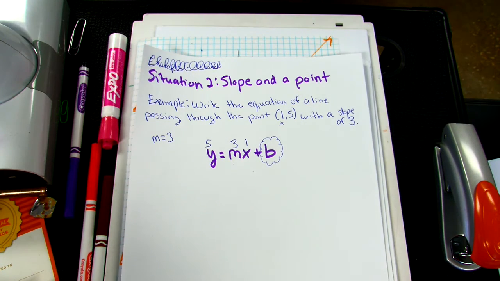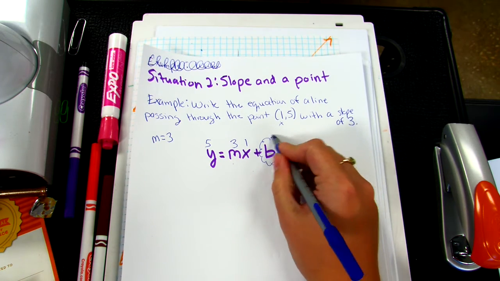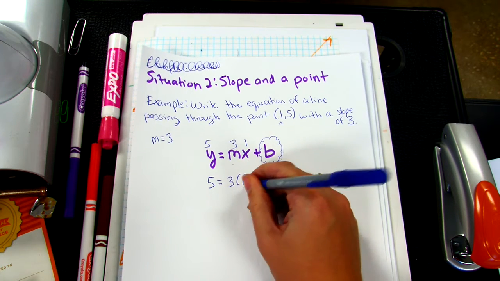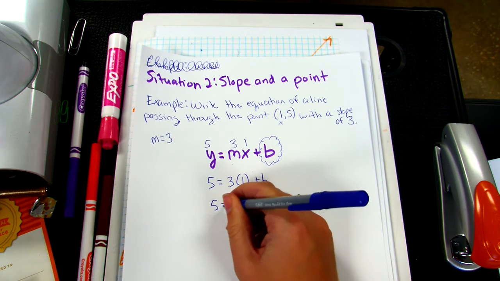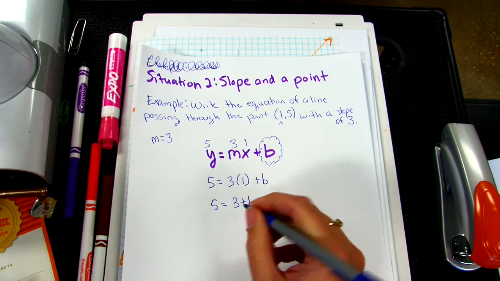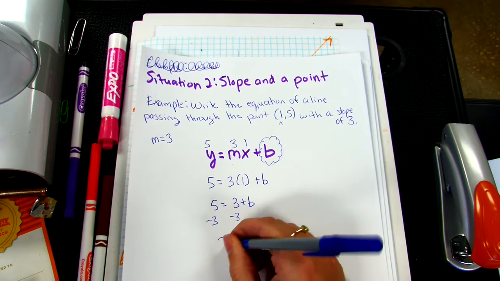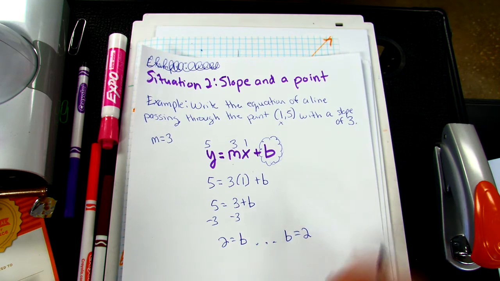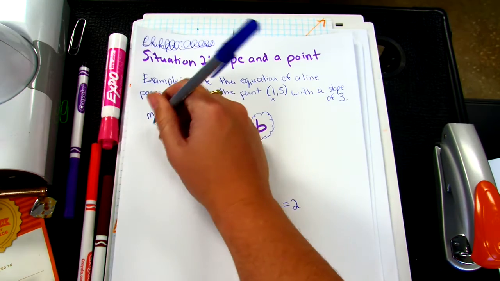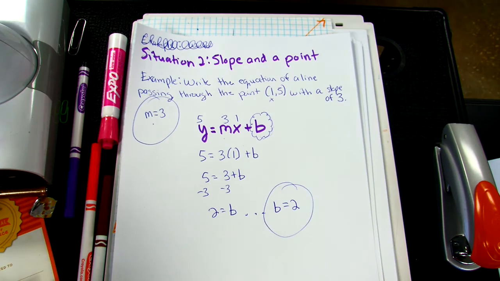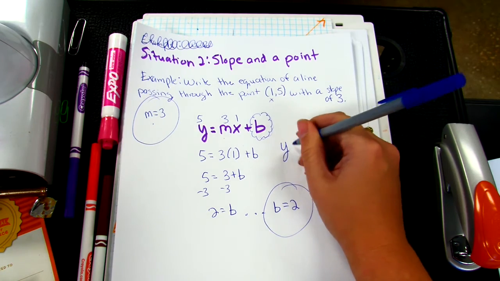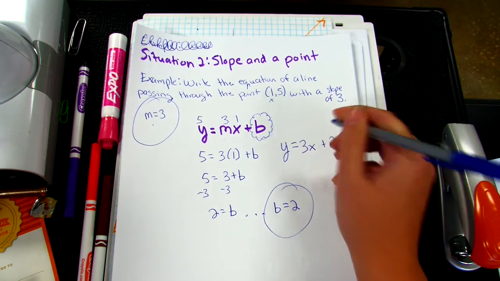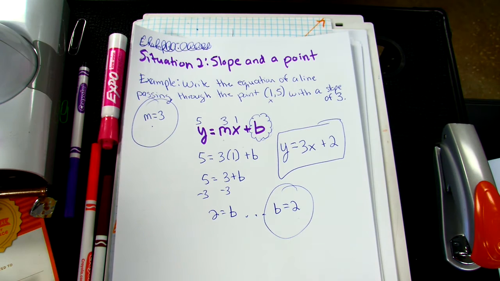Okay, so because we know all those values, we can now solve for b. We have 5 is equal to 3 times 1 plus b. So 5 is equal to 3 plus b. So we subtract 3 from both sides. 2 is equal to b, which means that b is equal to 2. Okay, so now we have an m, and now we have a b, which means now we can write our equation. Our equation is y is equal to 3x plus 2. There's our equation.